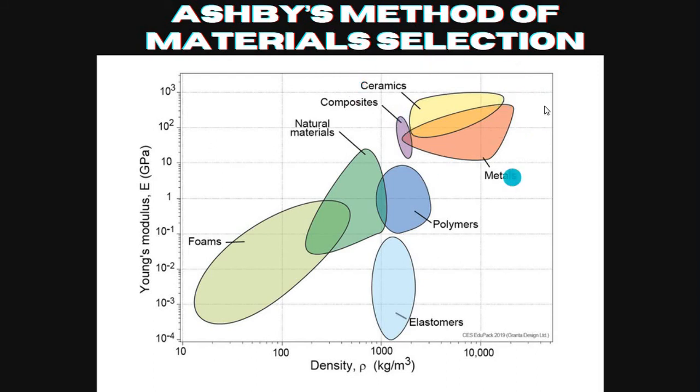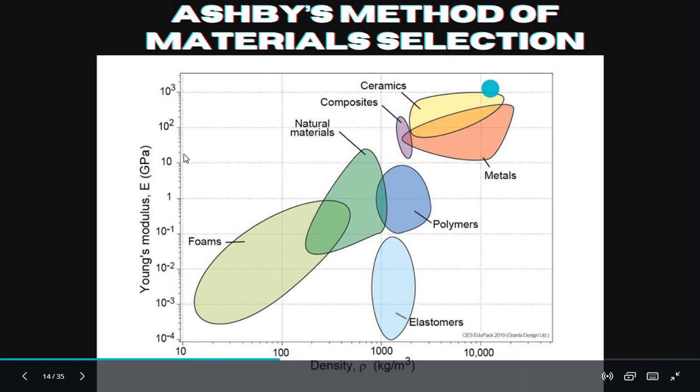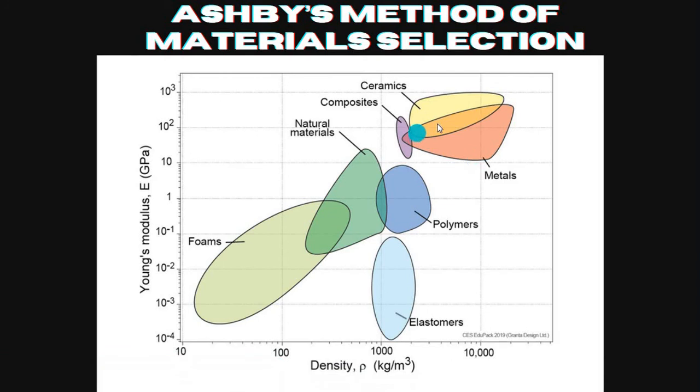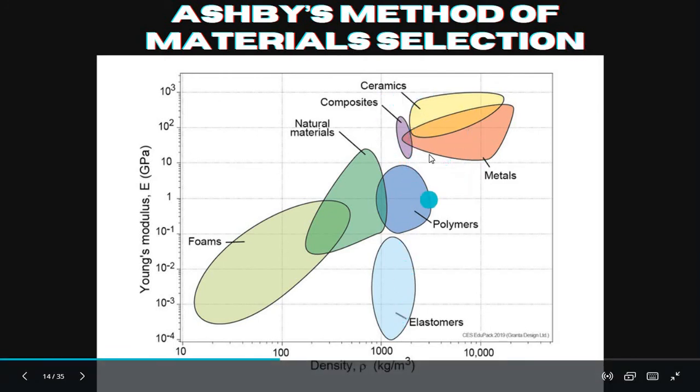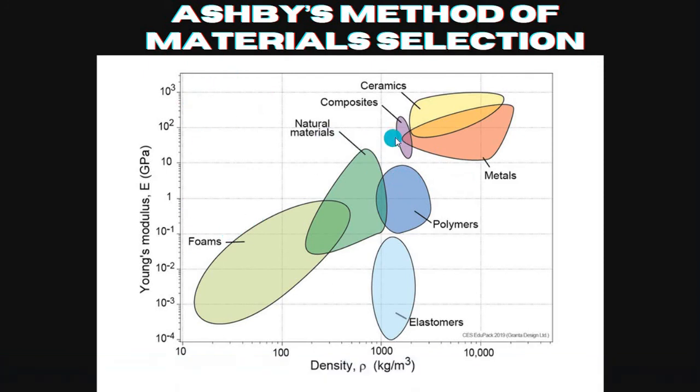According to this graph, they have more density and more Young's modulus. But compared to ceramics and metals, composites have a low density compared to other materials and a high Young's modulus. Low density is equal to low weight, so metals and ceramics are heavier compared to composites. So it's an Ashby method. He decided to separate the material based on density and Young's modulus.